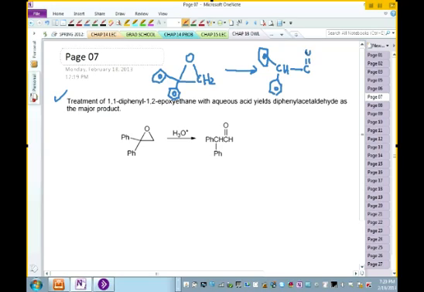And now here you have this. Okay, can you see it now? Okay. Now, if you look at this carbon here, this carbon here is this carbon. Okay? This carbon here is this carbon.